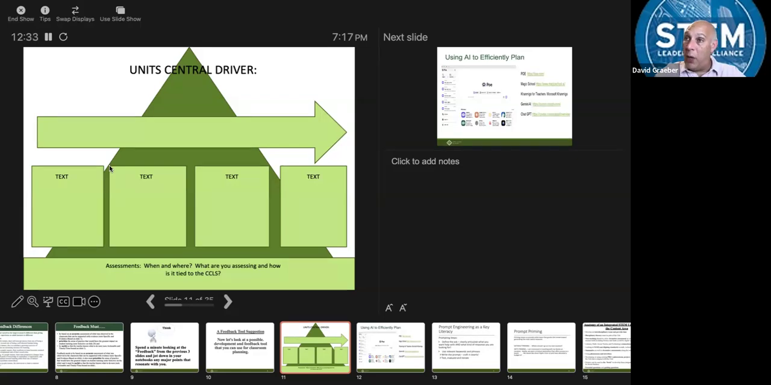So just like we had 3 components for looking at how we plan as a whole, we have 3 key components to the actual unit plan itself: the central driver, which could be the phenomena or an essential question; the text that supports our study, which again can be a variety of different things; and how we are assessing. How are we going to find out that students do or do not know what we need them to know?